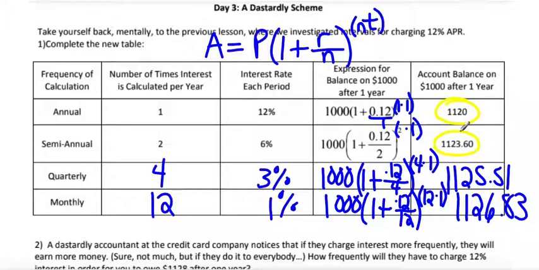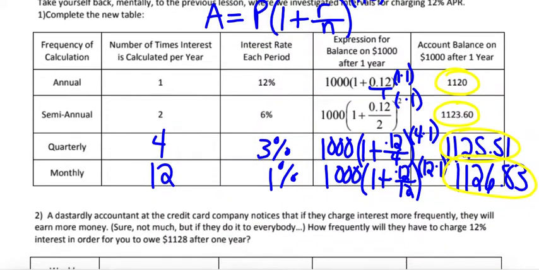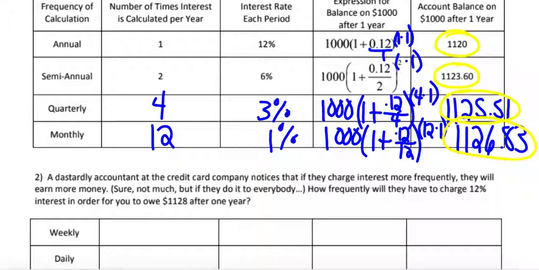So what we want to look at right here is the fact that by compounding more often, an accountant at this credit card company notices that they make more and more money every time. So the more often they charge interest, the more money they're making. I mean, it's not a lot, but if you do this to every credit card holder in the whole company, you're making a lot more money. So he wants to know, well, how often should I charge interest in order to get $1,128? How much more will that take?